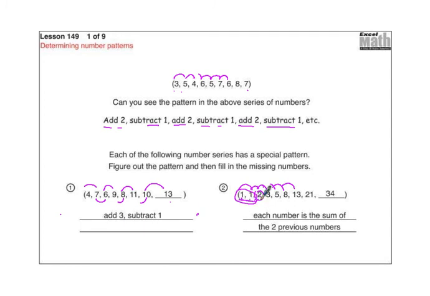1 and 1 makes 2. 2 and 1 makes 3. 2 and 3 makes 5. 3 and 5 makes 8. And then you can see when you get down to here, the missing number is going to be adding 13 and 21 together. Pretty creative, huh?